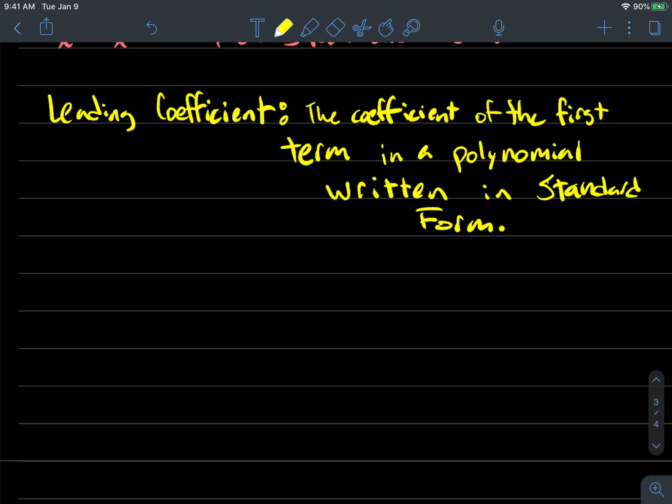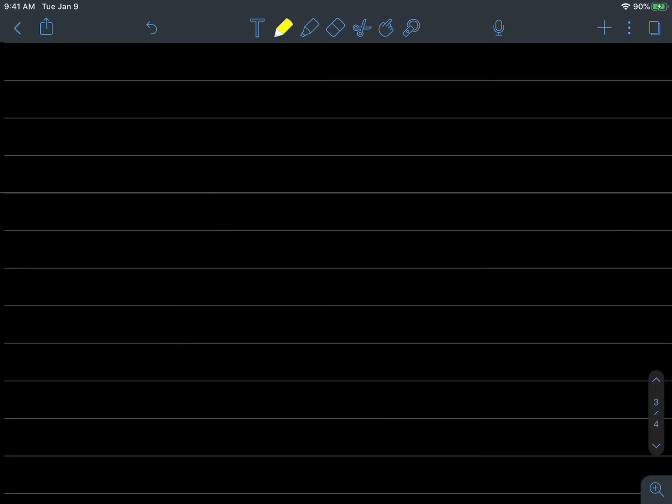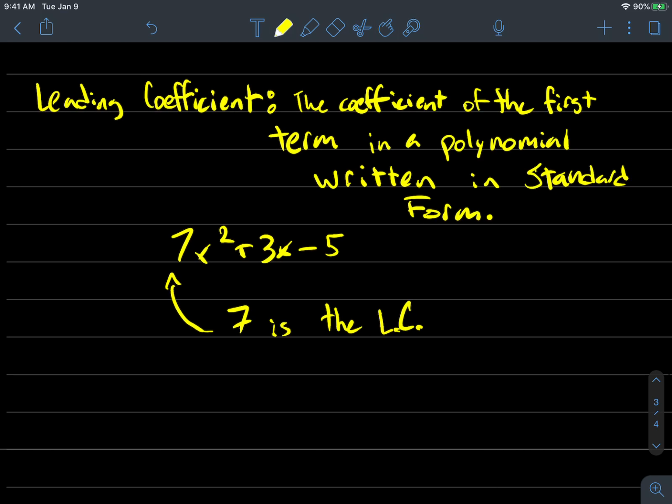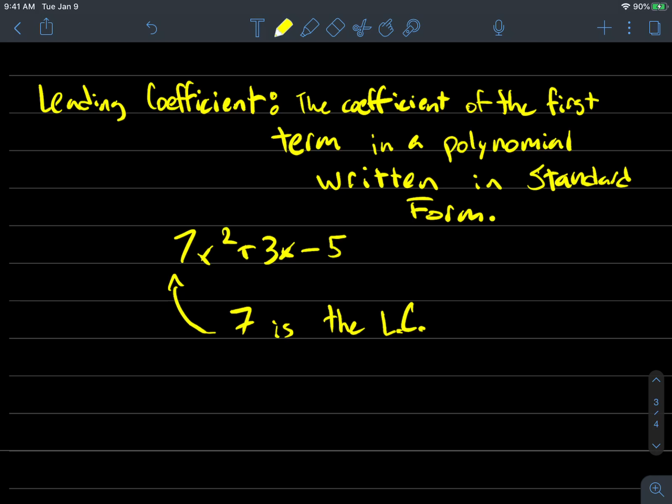All right, so basically if you have 7x squared plus 3x minus 5, 7 is the leading coefficient. I'm going to call it LC for short. All right, and then the next thing we're going to go over is called the constant term. Oh, we already went over the constant term. Right here, this would be your constant term.